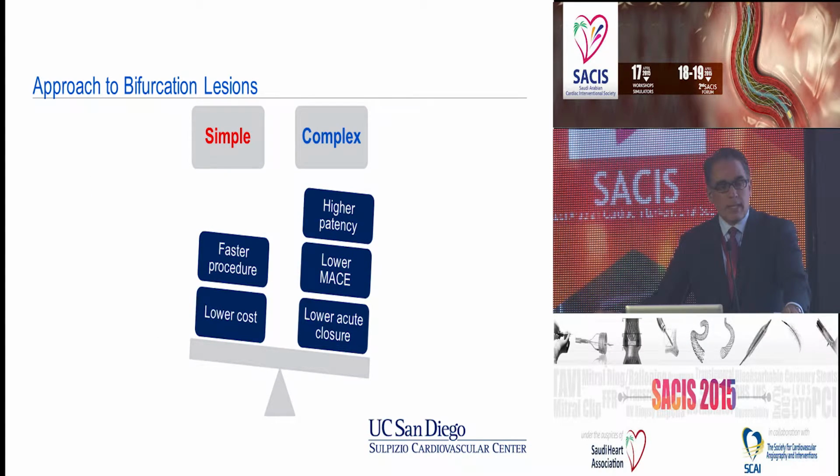When we're trying to balance out in bifurcation lesions, do we use the simple or single stent or the complex or two-stent approach? It's a balancing act between the simple stent approach, which is faster and of lower cost, and uses less equipment in general. The complex strategy, or the dual stent strategy, the basic idea has been that you cover the carina of the side branch, so it should translate into lower restenosis and lower long-term MACE. And so it justifies the higher expense and longer procedural cost. So keep this balance in mind as we review the data.